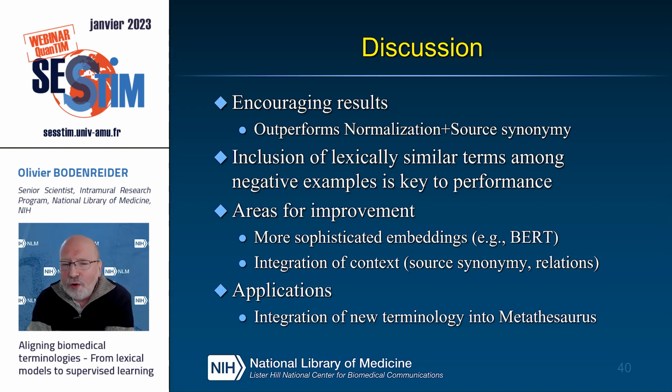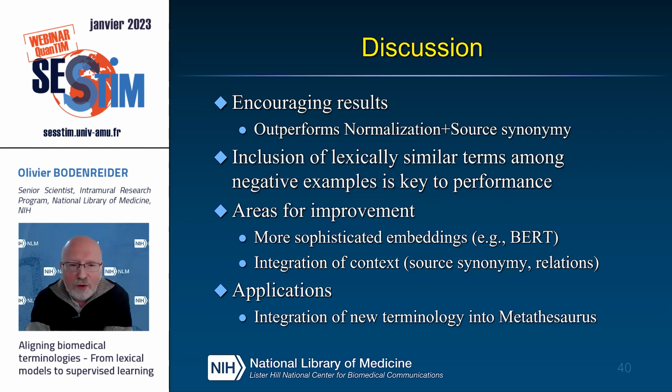Of course, there's more that we want to do here. For example, we've only used the lexical properties of terms. We haven't used the context in this deep learning approach. We haven't used source synonymy. We haven't used the relation among terms and the sources, and we can do this. Actually, we've done this, and we've shown that it gives a little boost in performance.